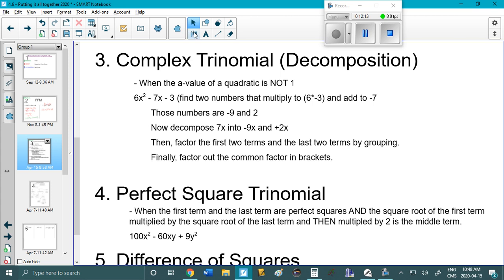So the square root of 100x squared is 10x. The square root of 9y squared is 3y. 10x times 3y would be 30xy. Times 2 would be 60xy. But because there's a negative in the middle, we do 10x minus 3y squared.